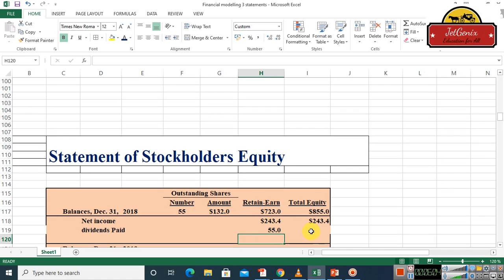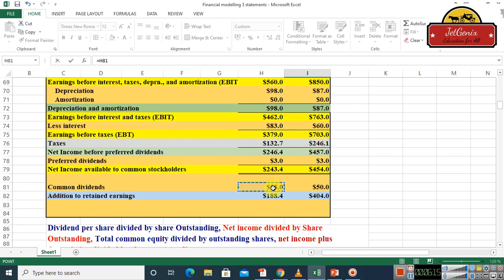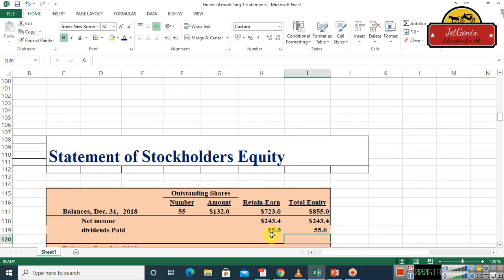Okay, and again here, the same amount of dividend paid, and I'm going to select it from here. Okay, this one and press enter.